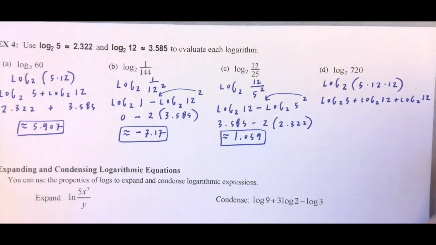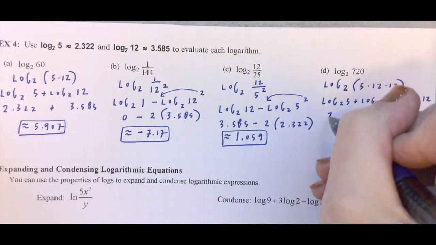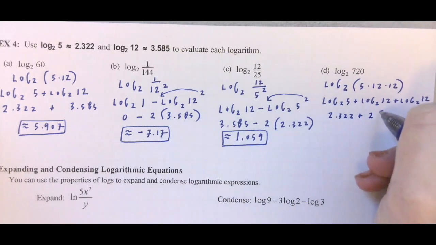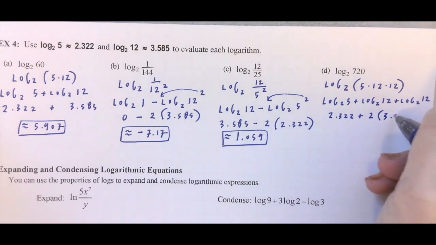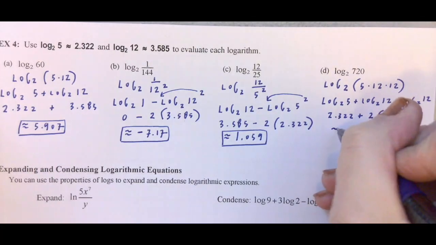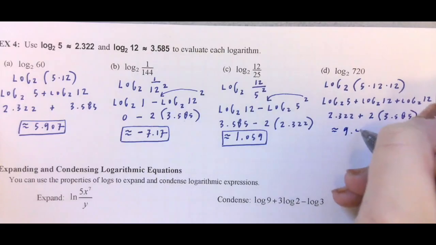Slide that over. Okay, so then I really have 2.322 plus I have 2 of 3.585. Okay, and if I add those together, add them up, I get 9.492.